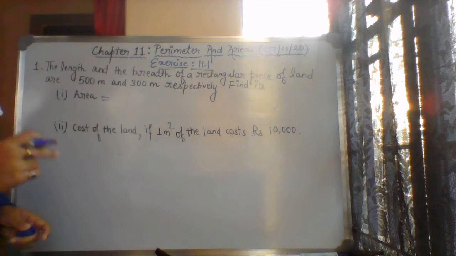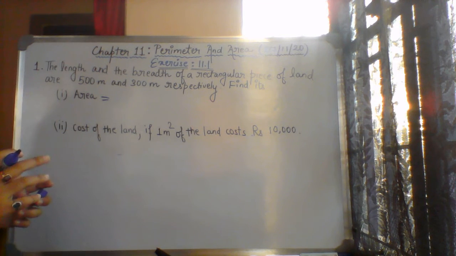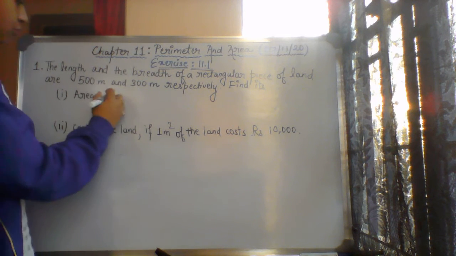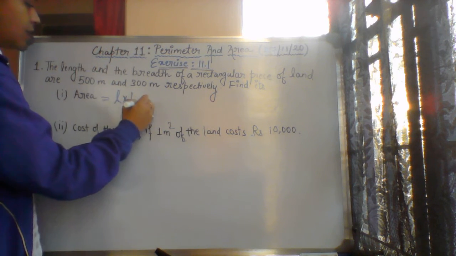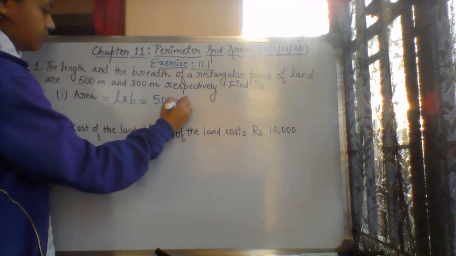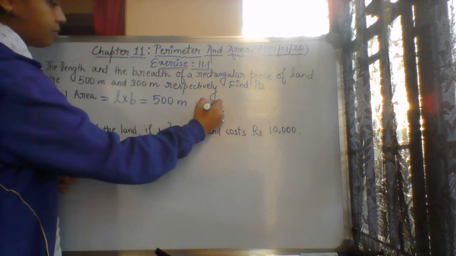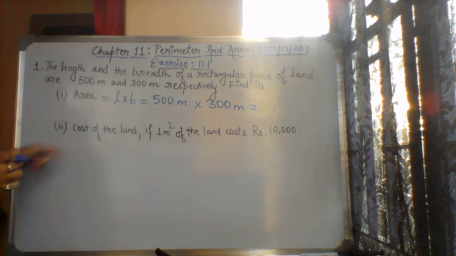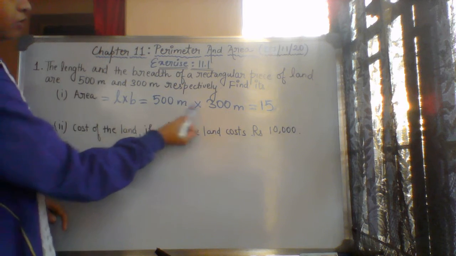First, always write down the formula. Then you put the values. Then you calculate. Each and every step carries marks, so you have to write it fully. Area of rectangle means length into breadth. Here our length is 500 meter multiplied by breadth 300 meter. That will be equal to 5 3s are 15, and how many zeros? 1, 2, 3, 4 zeros.